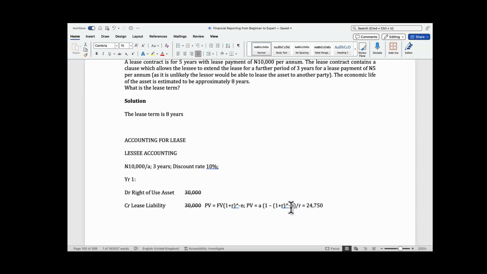Any other questions? Yes. Please, there are some leases that are paid from the beginning. Like you want to use an asset for 5 years, let's say 5 million, and you sign a contract, you pay that 5 million at the initial start. So how do we treat that? That one is so easy. You just need to debit right of use asset and credit bank.